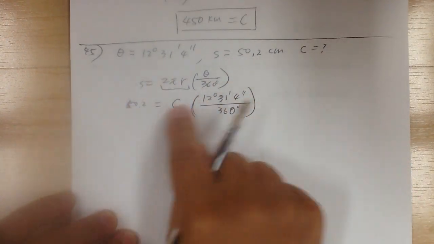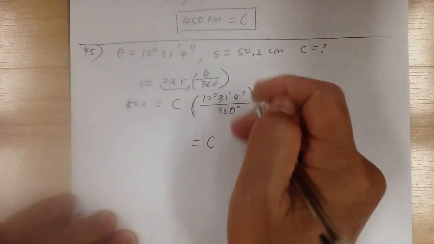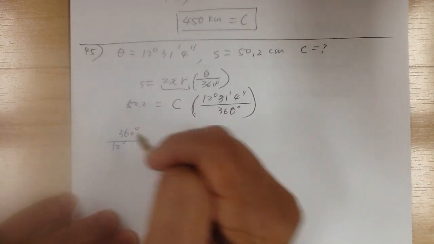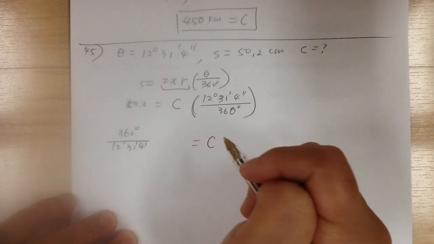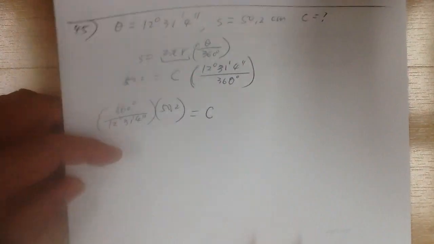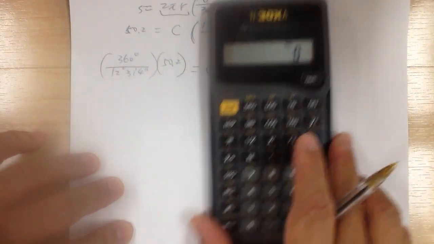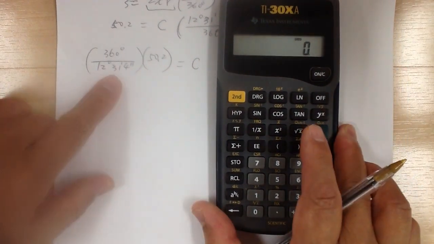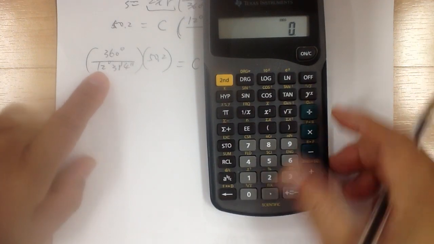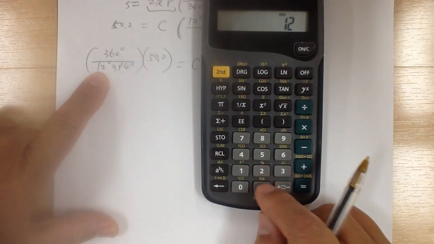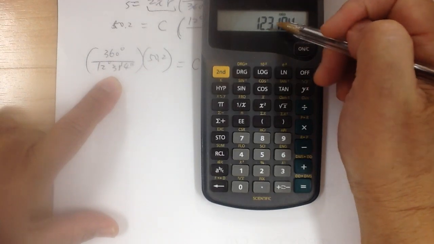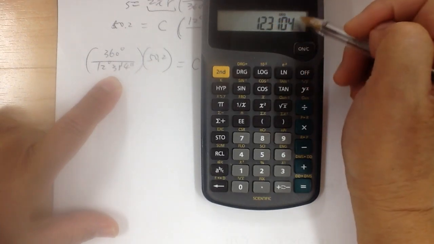So let's move things around. C equal to, so you multiply by the reciprocal, right? You're going to get 360 over 12 degrees, 31 minutes, 4 seconds, and times 50.2. Again, you have to know how to use your calculator. Because my calculator is kind of primitive, I have to enter this first. So I'm going to enter 12.31. Now it's 4 seconds, so I have to enter 0.04. So every two digits for the minutes and two digits for the seconds.